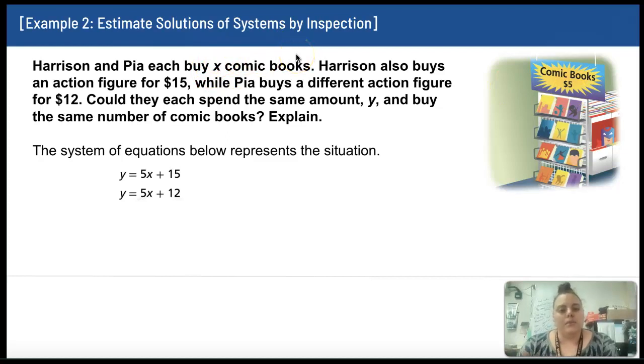Then one of them spends $15 for sure, and the other one spends $12 for sure. So that is why we have plus 15 and plus 12.